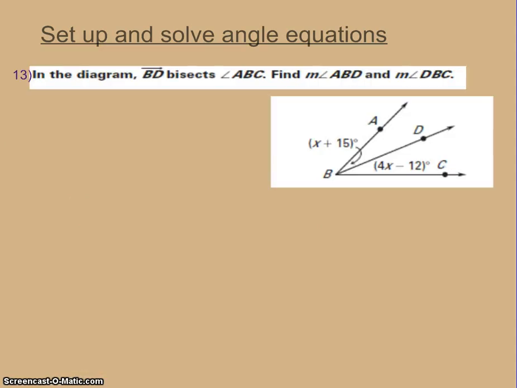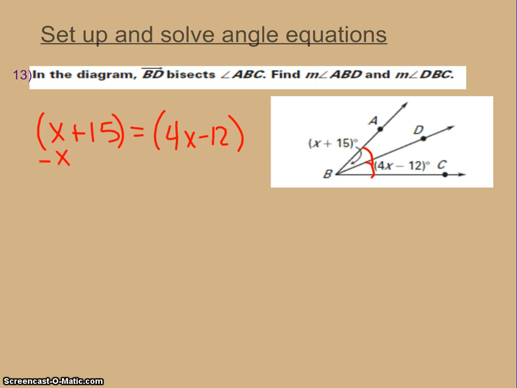All right, now the next thing we need to talk about is angle bisectors. In the diagram, BD bisects angle ABC. Find the measure of ABD and the measure of DBC. Just like when we did midpoint, all we have to do is take our two angles and we set them equal to each other. Whoops, not 14x, 4x minus 12. I don't really need those parentheses, but now that we set those equal to each other, because when it's a bisector, we know that these angles are equal, we go ahead and we solve.